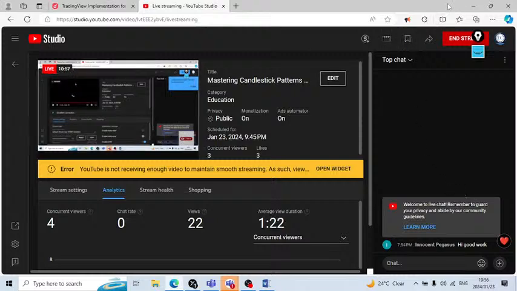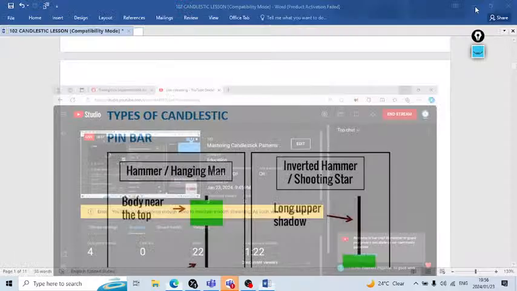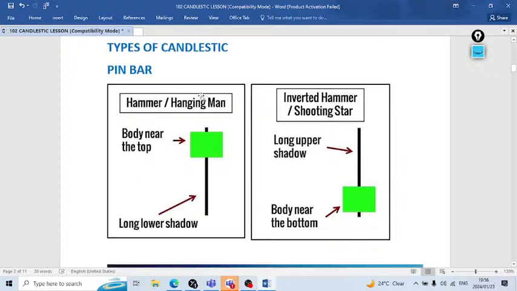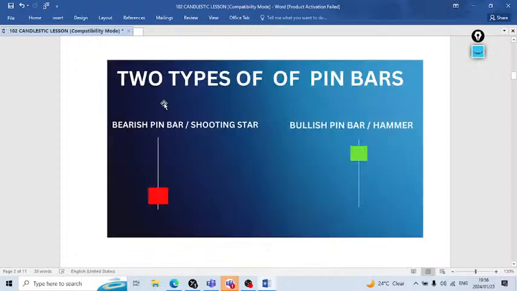So let me quickly look at the different types of candlesticks. I'm going to first of all look at the pin bar. With the pin bar, we have two types. We have a bearish pin bar, which is also called a shooting star. Then we also have a bullish pin bar, which is also called a hammer. These are the two types of pin bars that we have.